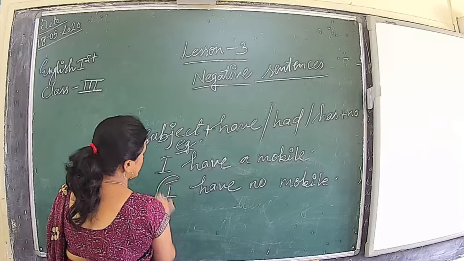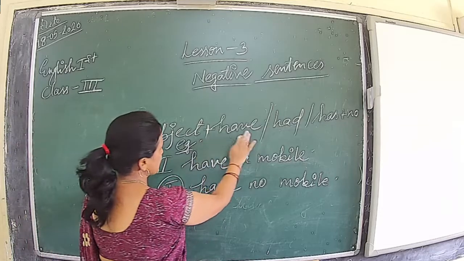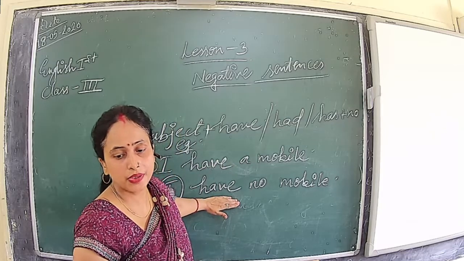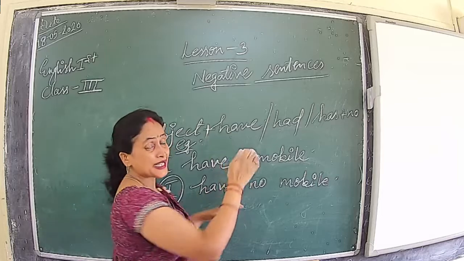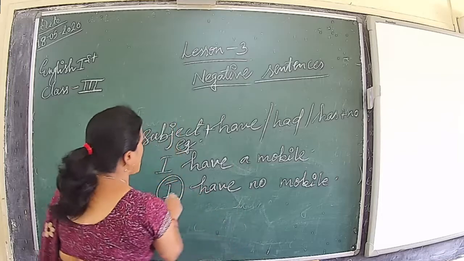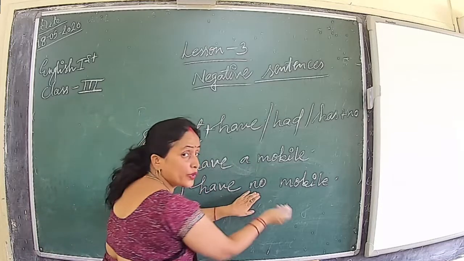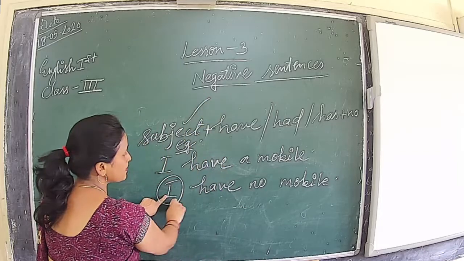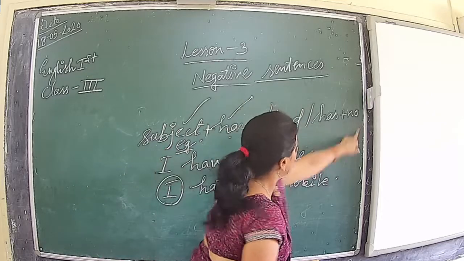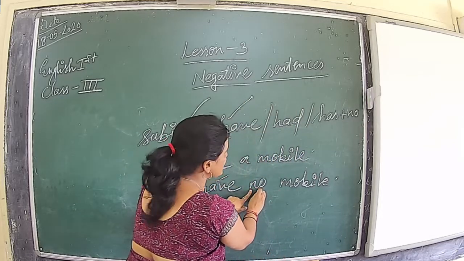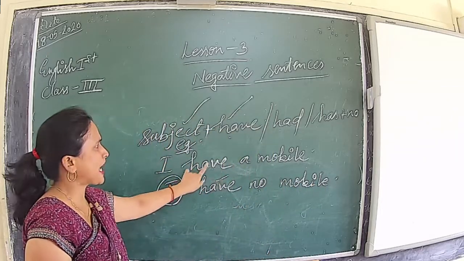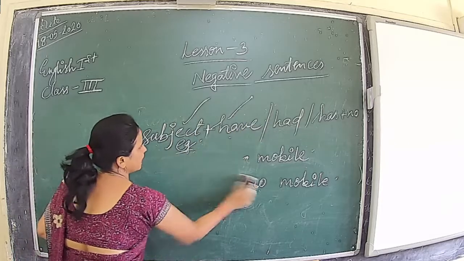Subject, as you see, the subject is here, I, plus what have I used here? Have. These are showing possessions. Those sentences having have, has, had show a possession. So I is the subject, have, and after that plus no, because we are changing into negative. No mobile. Like this you have to change. Now this is have; has and had, two more examples we will see.